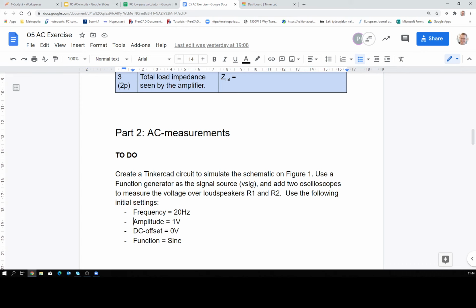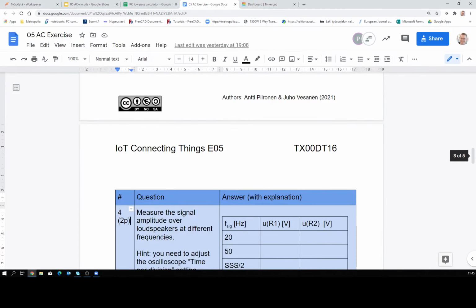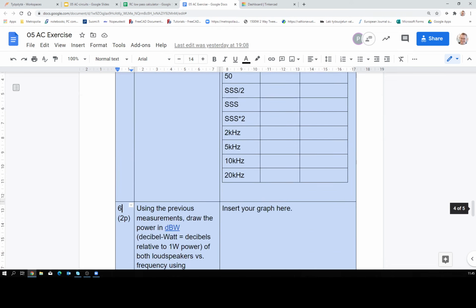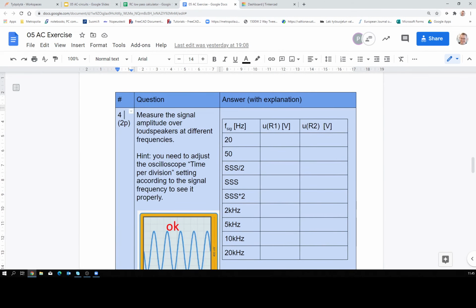So okay, you're measuring the voltages over both loudspeakers, and the initial settings for the function generator are this. On the oscilloscopes you need to find the time scale yourself. But anyways, what to measure?